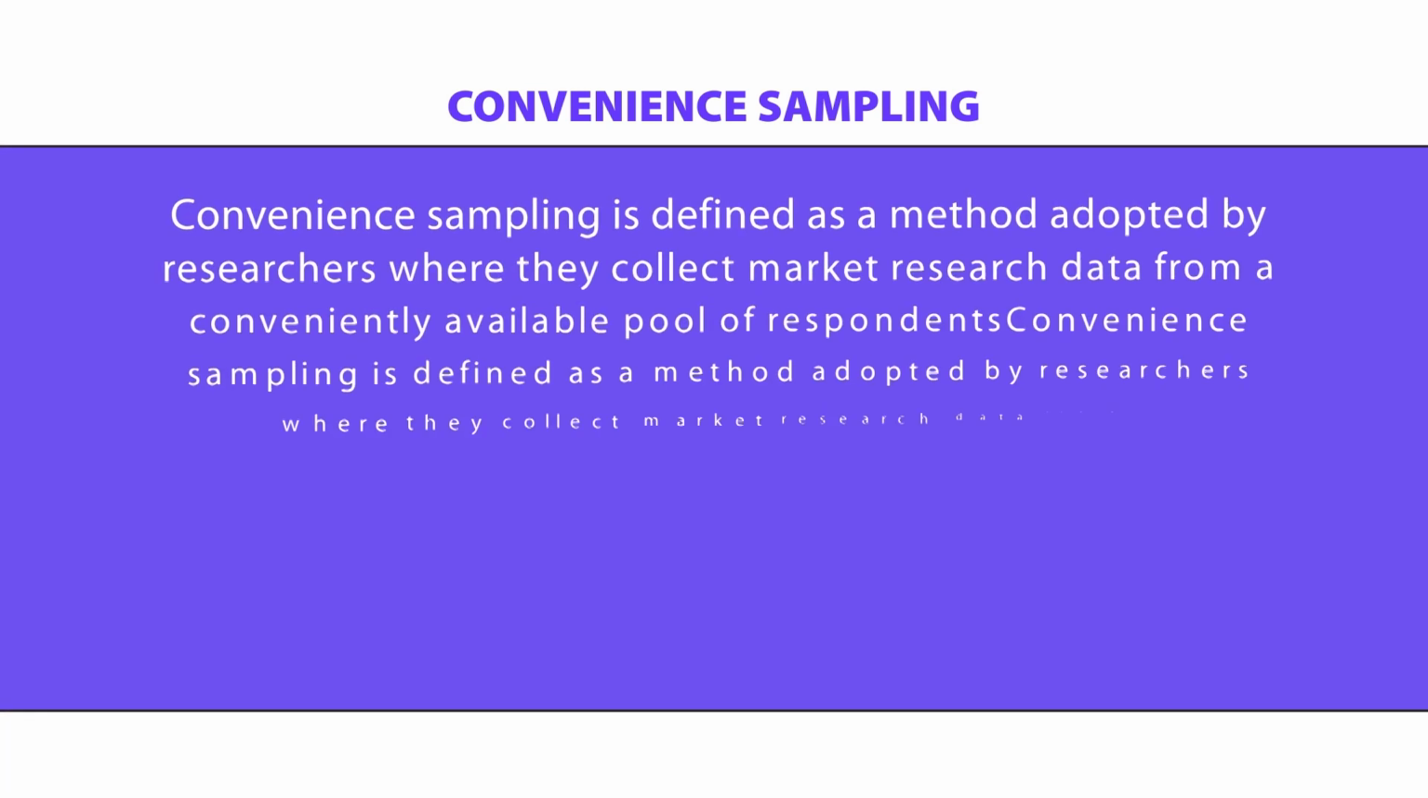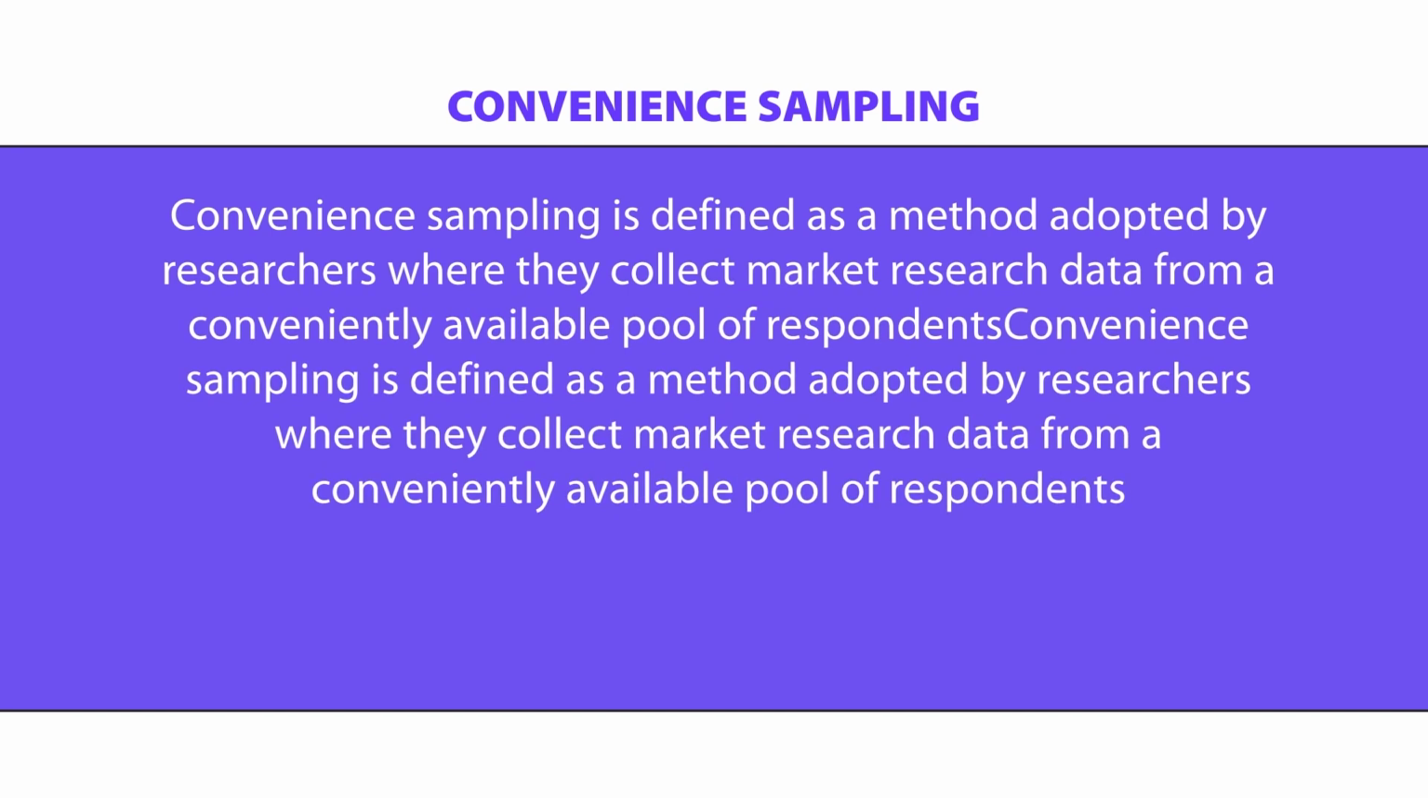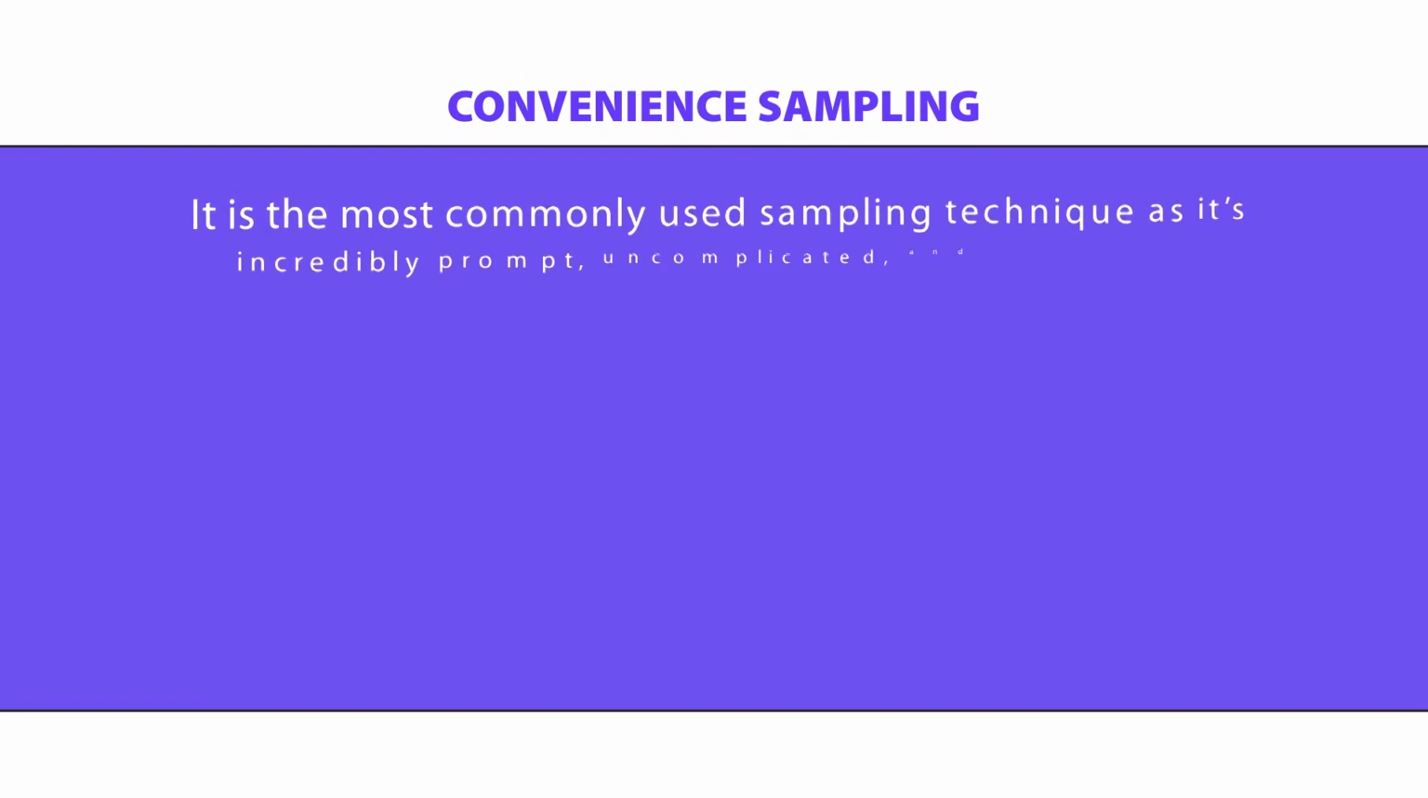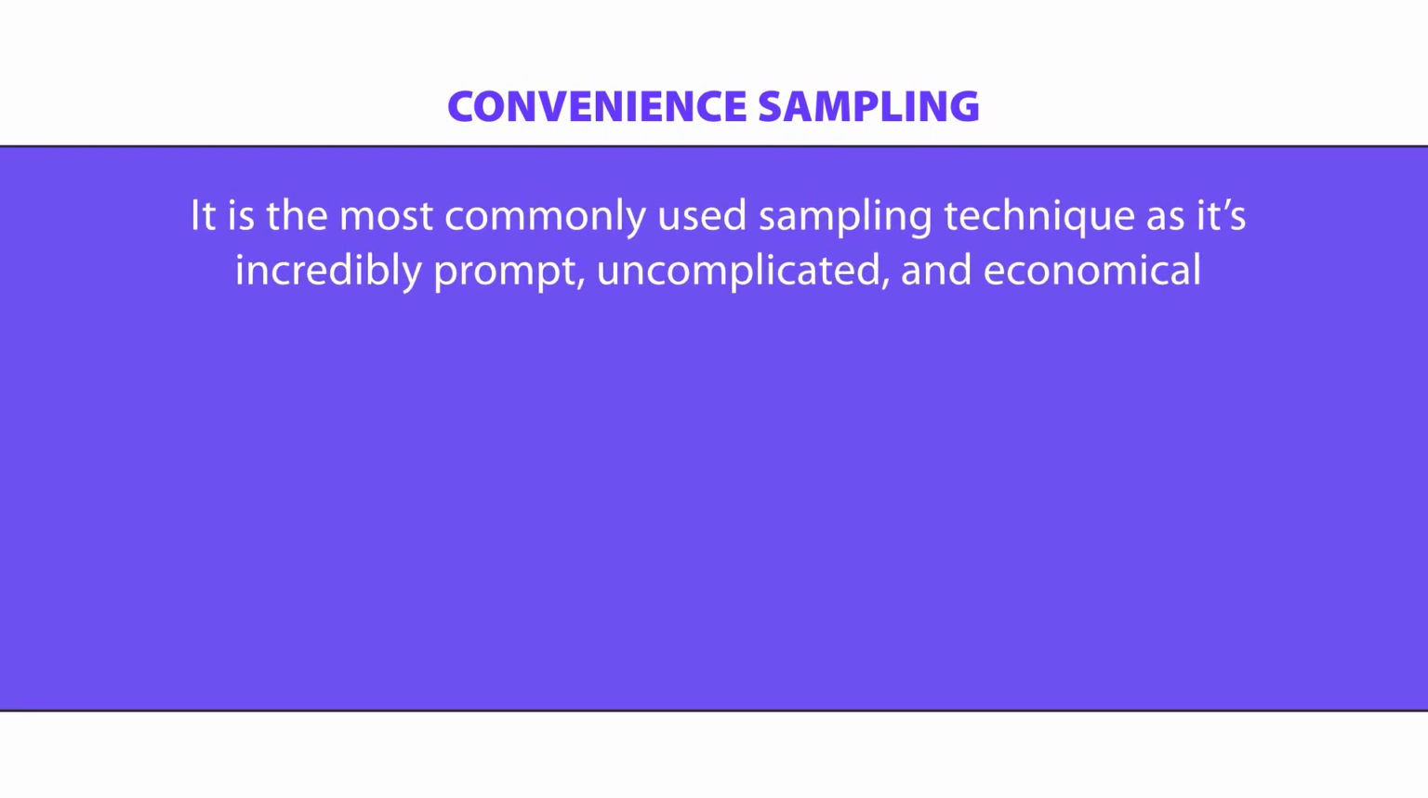So convenience sampling is defined as a method adopted by researchers where they collect market research data from a conveniently available pool of respondents. So you have got a pool of respondents and you can very easily, as per your convenience, as per your pace, collect the data. It is the most commonly used sampling technique as it is quick, uncomplicated and economical.